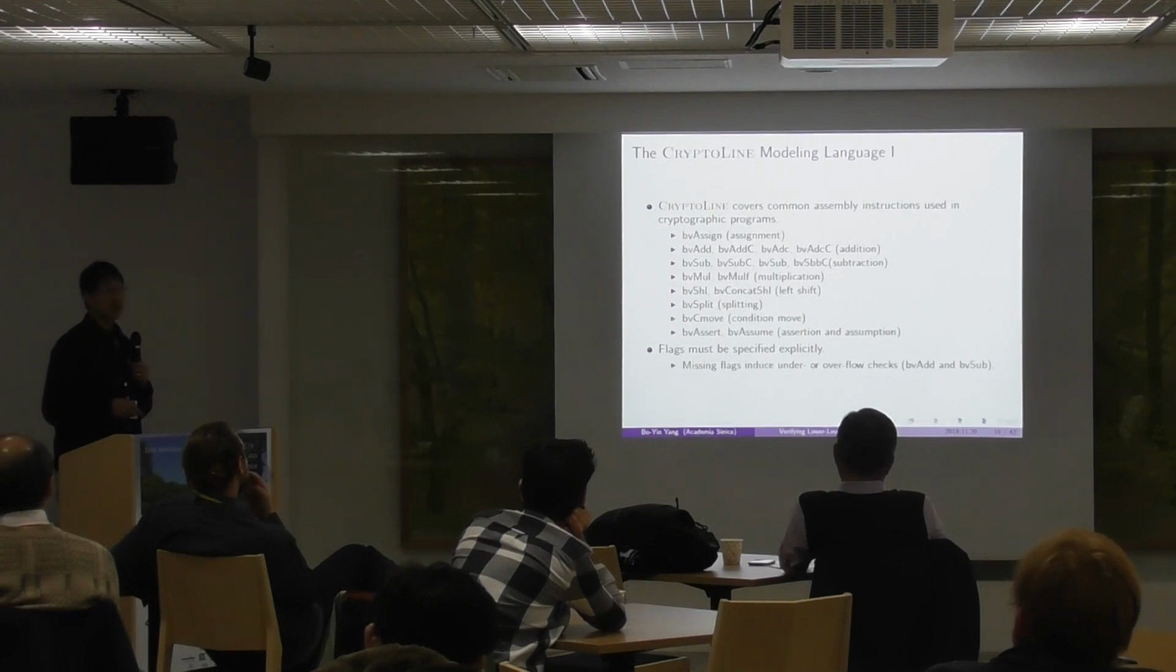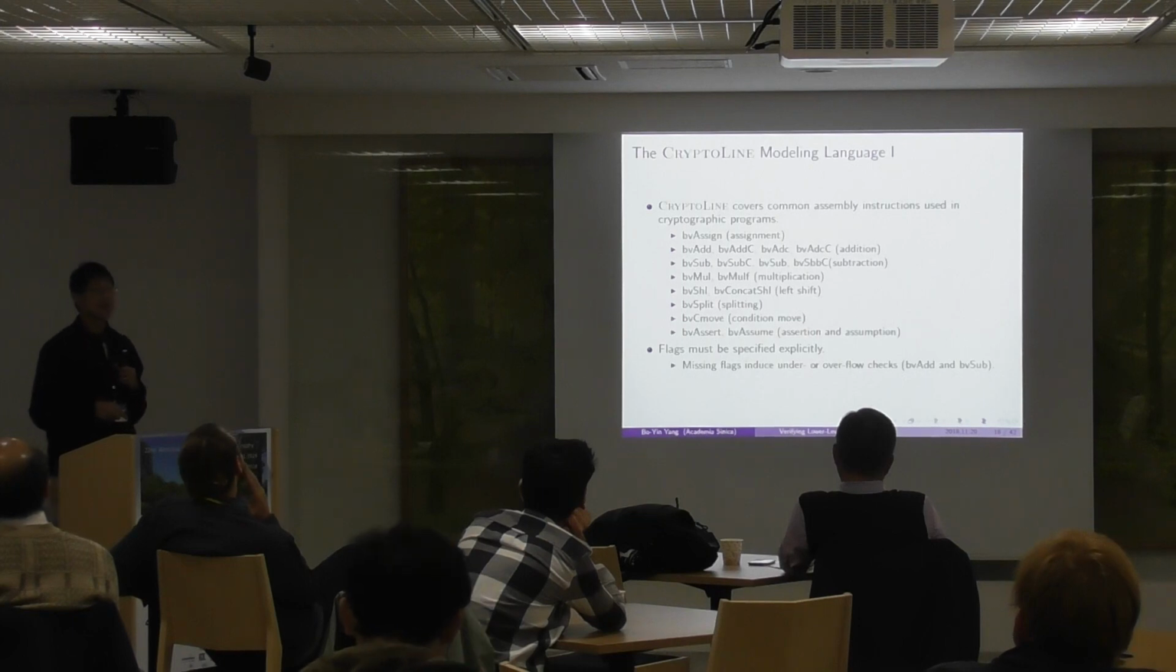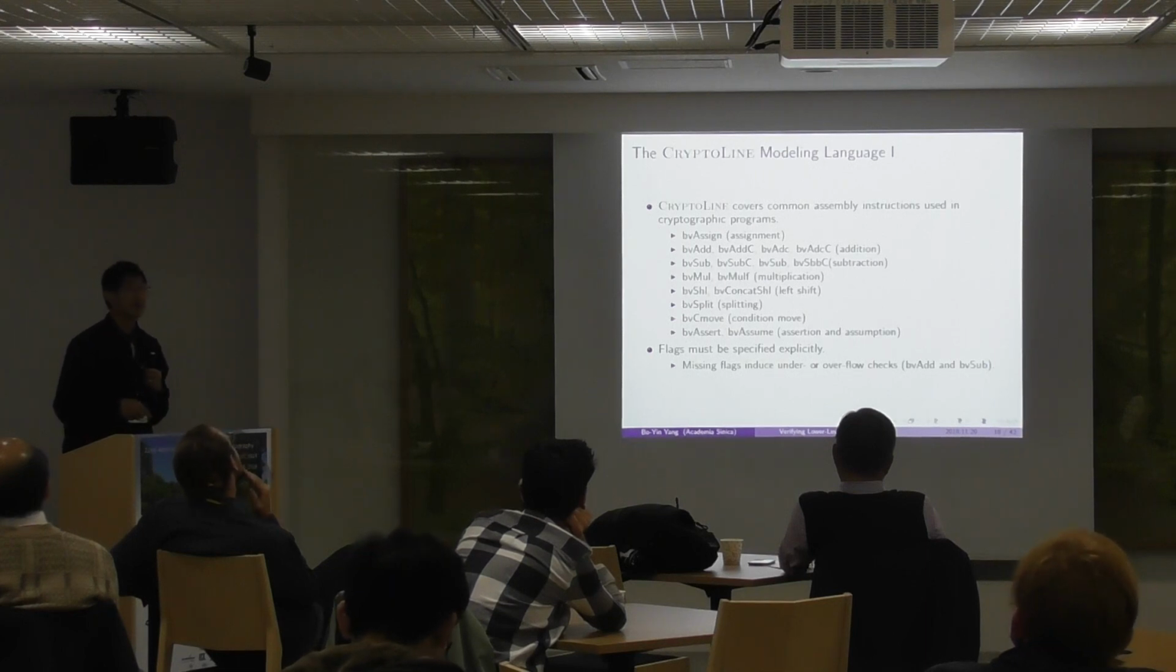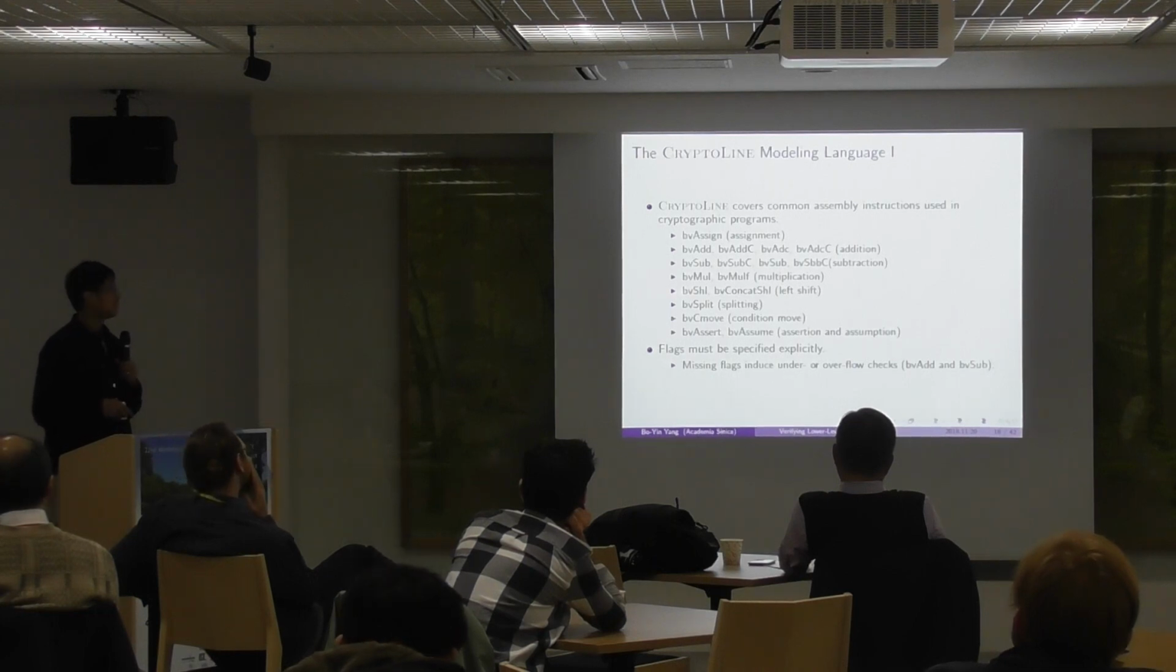And then there's multiplication. This is a short multiplication, and this is a long multiplication, where a long multiplication happens when you multiply two 64-bit numbers and get a 128-bit result. And this is a short multiplication, which only gives you a 64-bit result. And we have shifts. We have splits, which split an integer into 2 parts.